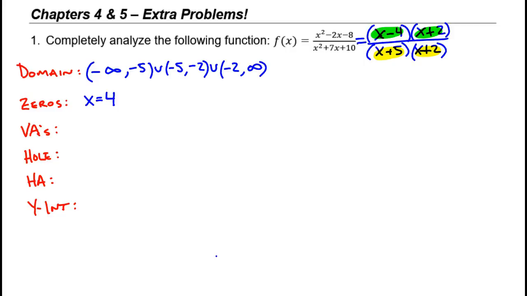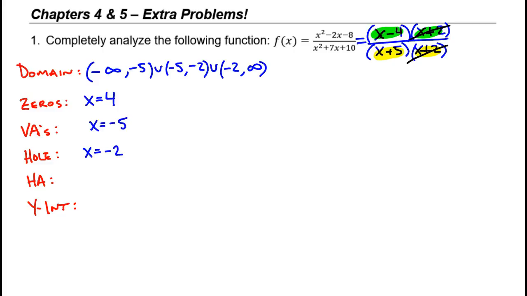So now on to the vertical asymptotes. We will have a vertical asymptote anytime we have a 0 in the denominator. We have a 0 in the denominator at x equals negative 5. So this is one equation for a vertical asymptote. Now you might be asking yourself, what about x equals negative 2? Well, those two factors cancel, the one in the numerator and the one in the denominator. Anytime we have a pair of factors that cancels like that, that gives us a hole. So we have a hole at x equals negative 2.